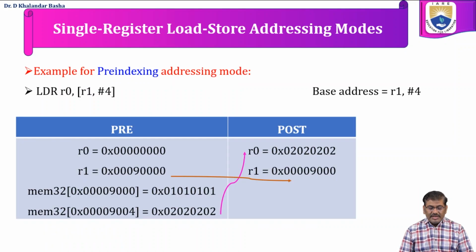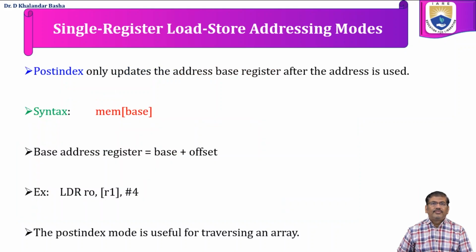Next, pre-indexing. In the pre-indexing, we are not going to consider the write back. So as it is pre-indexing, R1 plus 4, the R1 content is 00090000 plus 4. This memory location's contents will be copied into R0 and R1 will not be updated. Whatever the previous address is, the same address will remain. This is pre-indexing without write back.